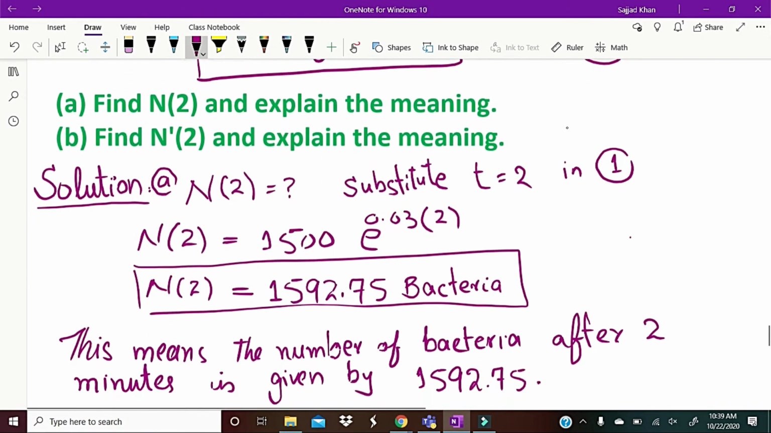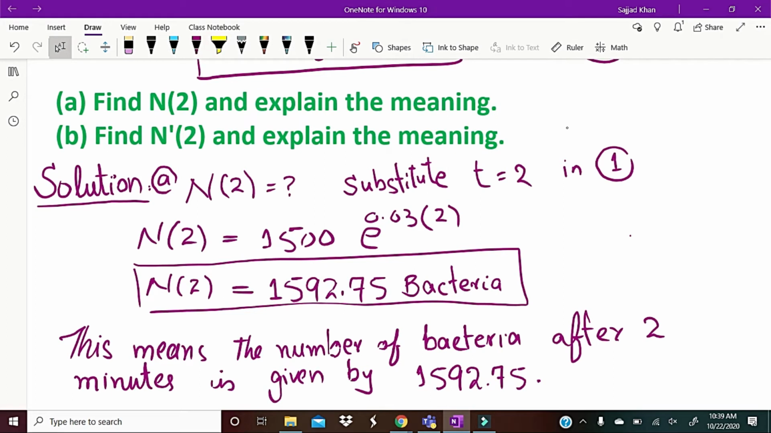The first question asks: find the number of bacteria when t equals 2. It means when time is 2 minutes, what is the number of bacteria? The next one is to find the derivative of the function, find the derivative at t equals 2, and explain the meaning of that. What do we mean by that?